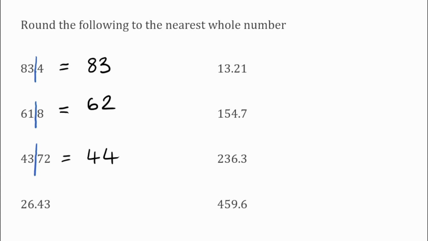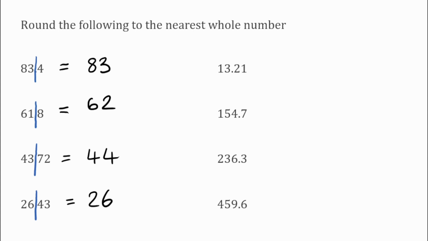Okay, the next example, we've got 26.43. So again, drawing our line through the decimal point. We're focusing on that first digit on the right-hand side of the line, which is a 4. Because it's a 4, we're going to keep the previous digit the same, so the 6 will remain as a 6. So 26.43 would just round to 26.